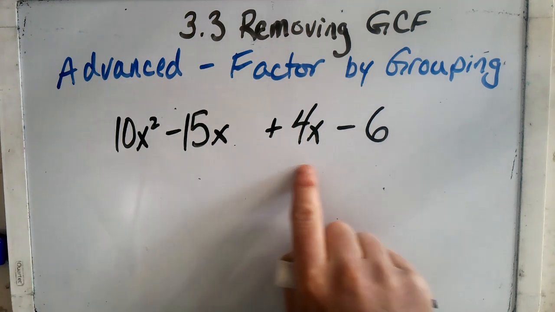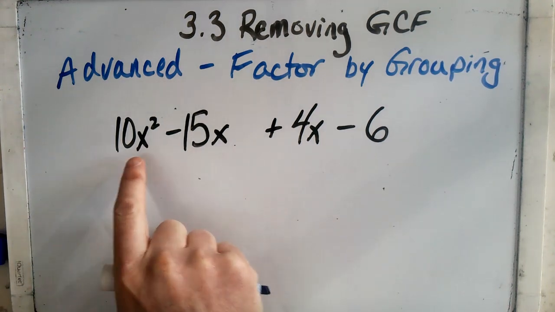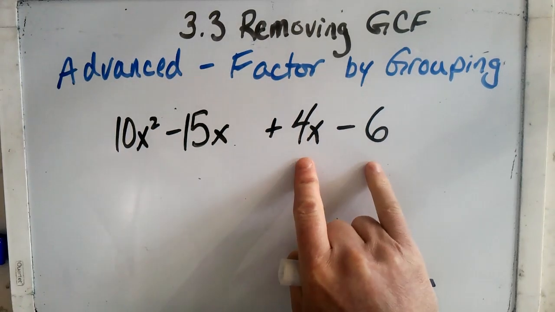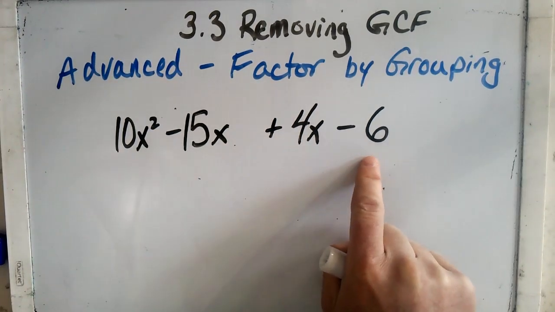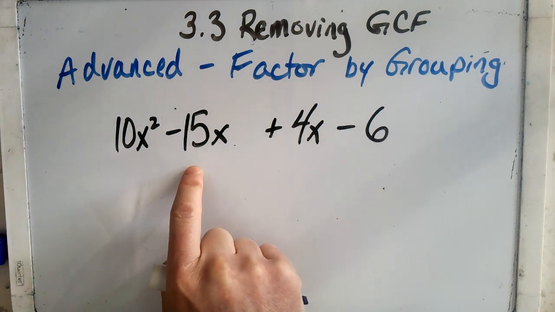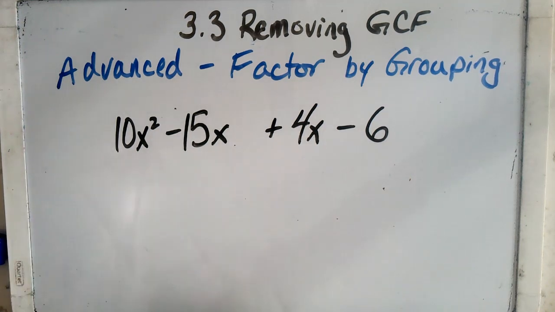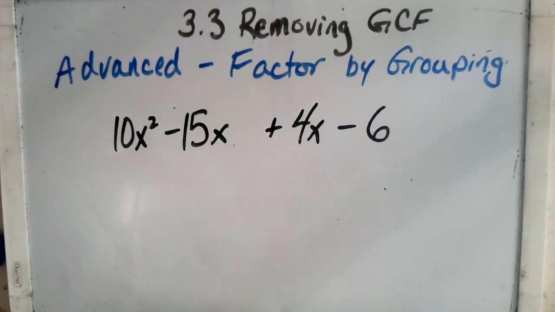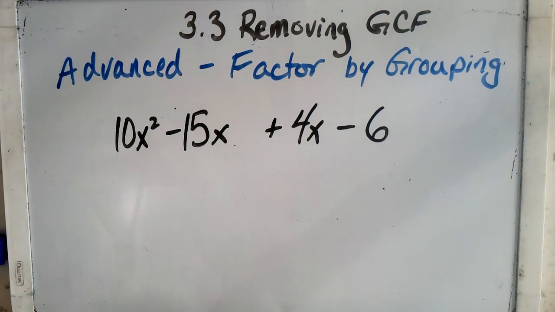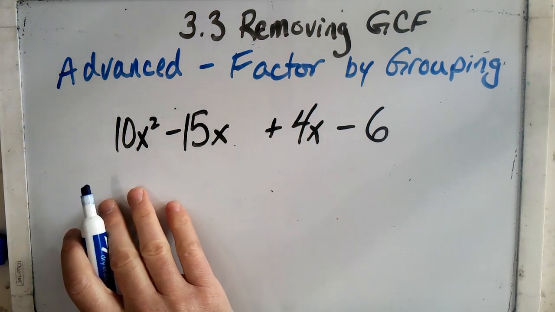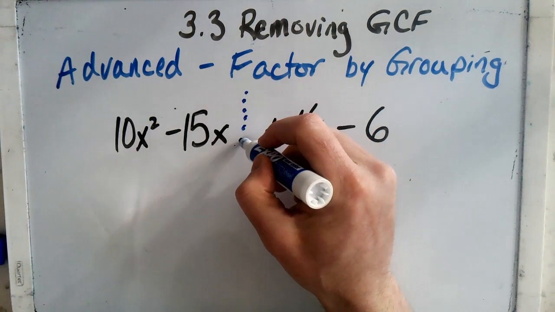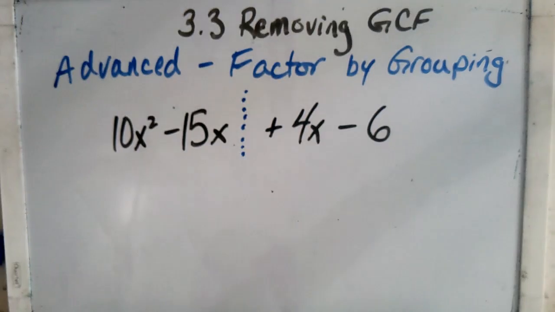Now, if we look for GCF, 5 automatically jumps out. It goes into both, but it doesn't go into 4 and 6. 2 goes into these 2, but it doesn't go into 15. Nothing goes into all 4 terms. Now, the thing about this is anytime you see 4 terms, you probably find nothing goes into all 4 of them. What we're going to do is split into 2 groups.